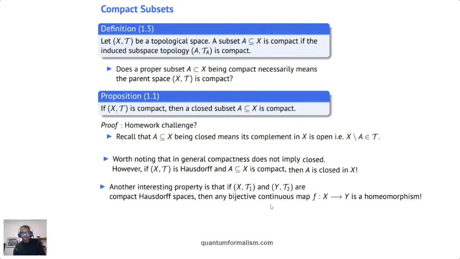then automatically, to check whether a map is invertible or not, if F is continuous and bijective, and these two spaces are compact, then it means that F is a homeomorphism. So this again hints at a very nice property of Hausdorffness.